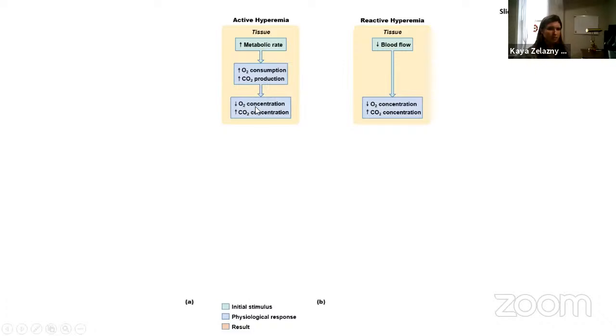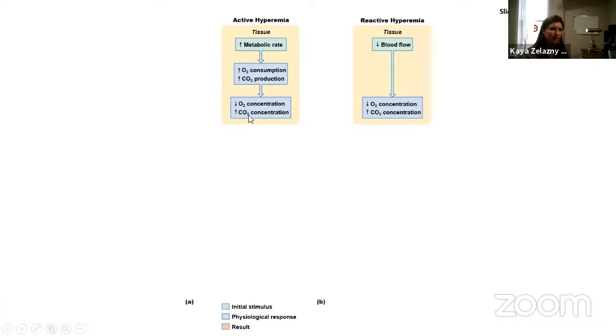They both decrease oxygen concentration. In the case of active hyperemia, because more oxygen is getting used up. In the case of reactive hyperemia, because we just don't have enough oxygen getting there because we don't have enough blood flow, right? So we have like old stale blood kind of sitting around. We've already used up all the oxygen.